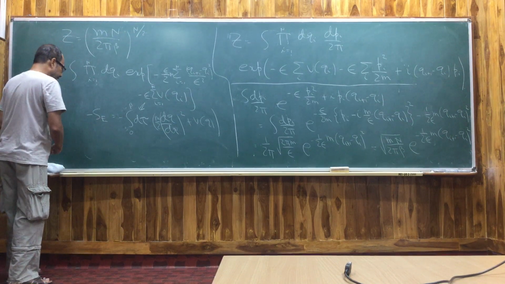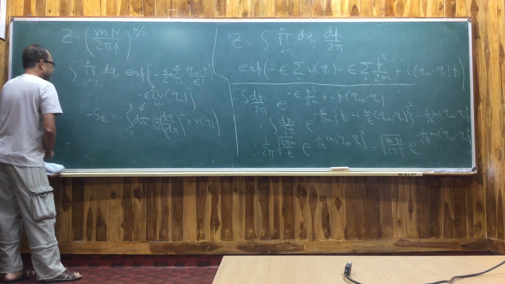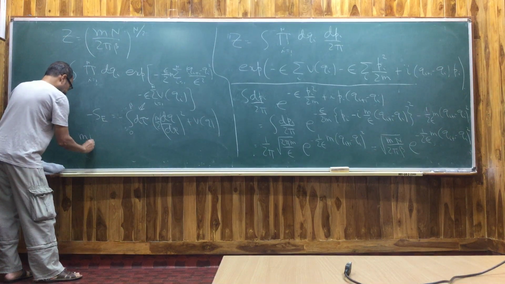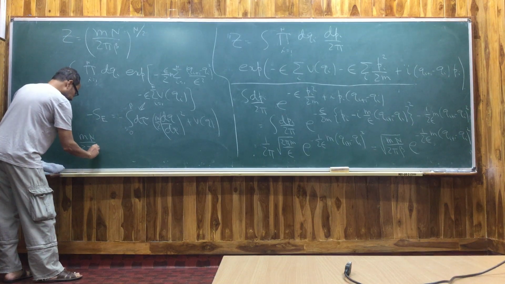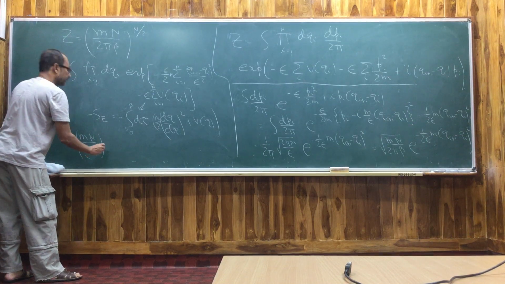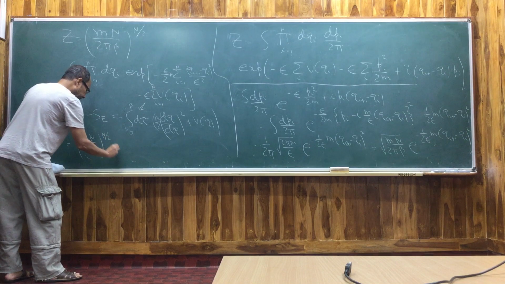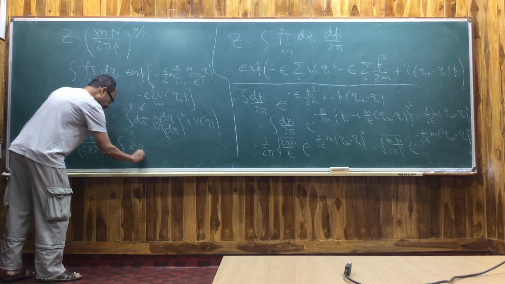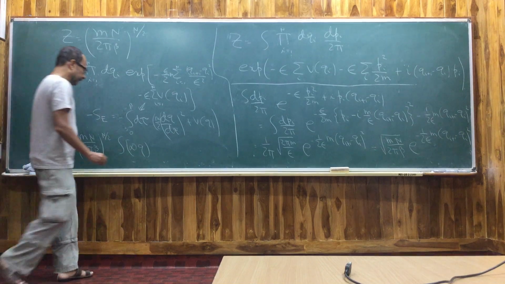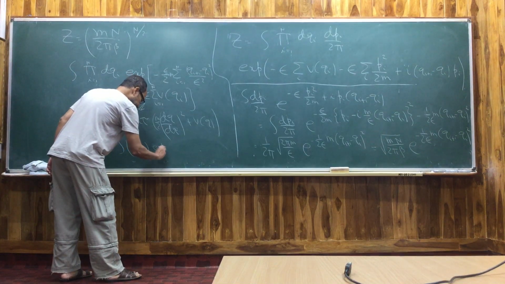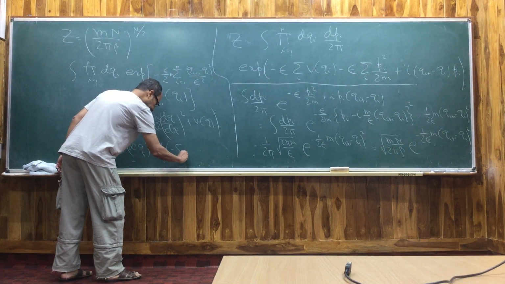So let me now write this formally. Formally, this is written as n over 2 pi beta to the power n by 2, integral Dq. This is the path integral over q, of the exponential of minus the Euclidean action.